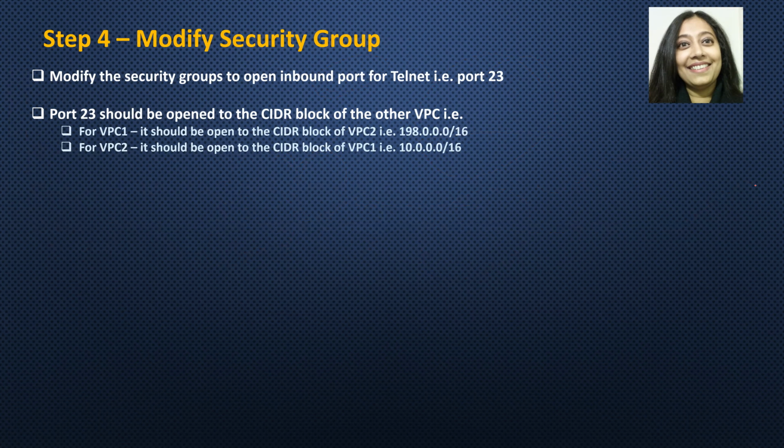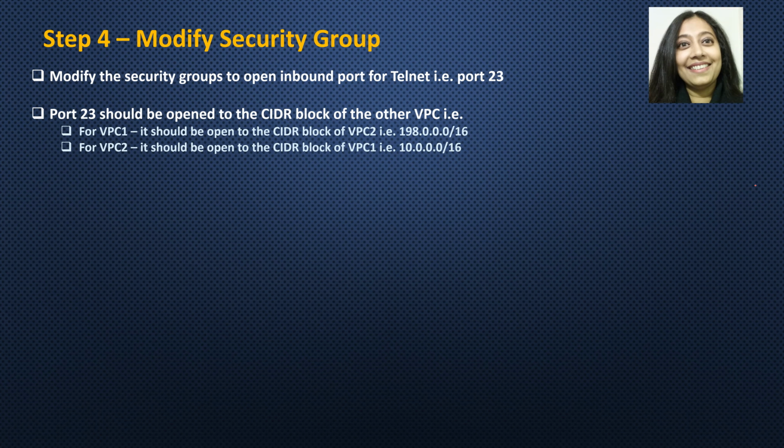Step number 4 is to modify our security group. Now, why are we modifying the security group? Remember, our intention is to telnet on port 22. But telnet itself uses port 23 for communication. So we have to open port 23. Remember, the only port that we have open right now is 22. Generally, the telnet port is not open, but we are just opening it right now for this particular lab, right?